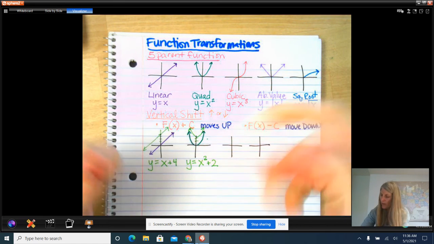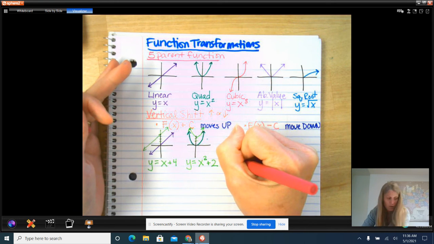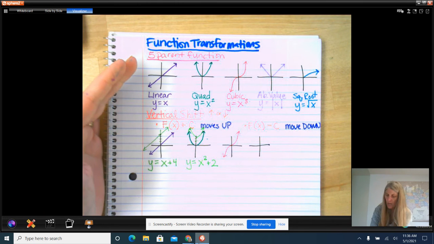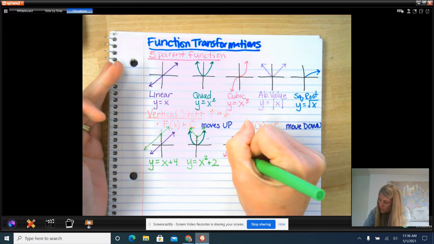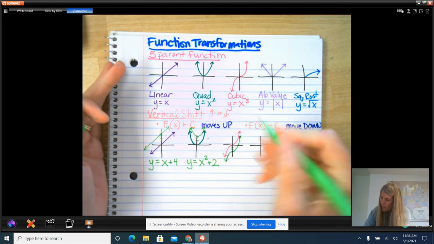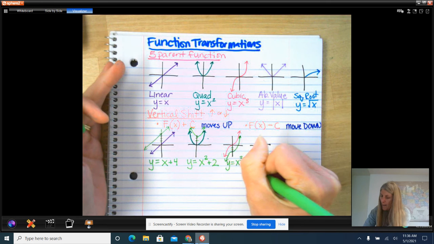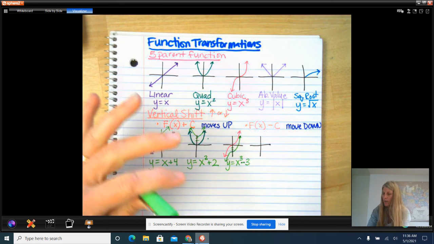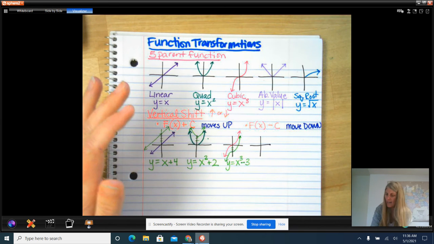Okay, we're going to do our cubic. So we're going to start with our parent function, which is y equals x to the third. And we're going to move it down 3. So it's going to start here and then go down here. And so that's going to be y is equal to x to the third power minus 3, because we went down 3.